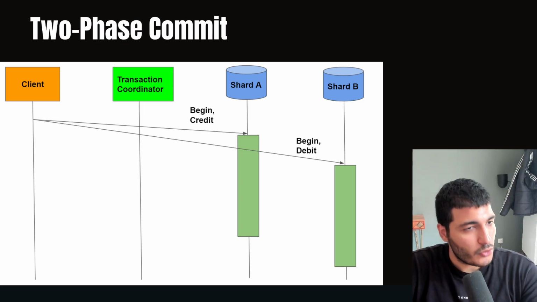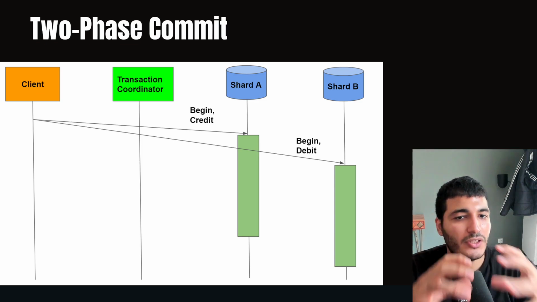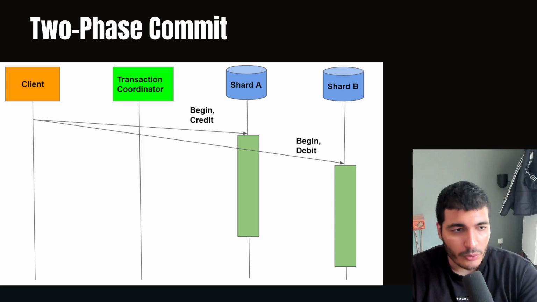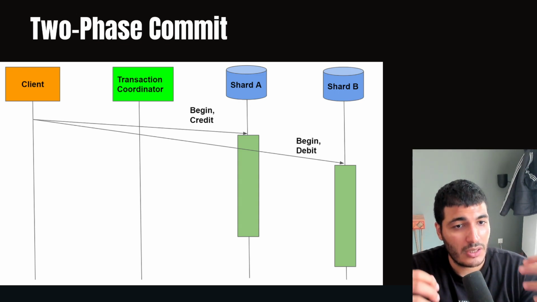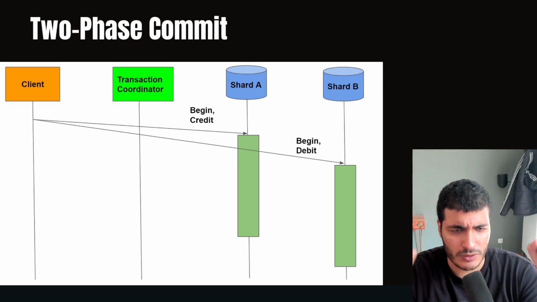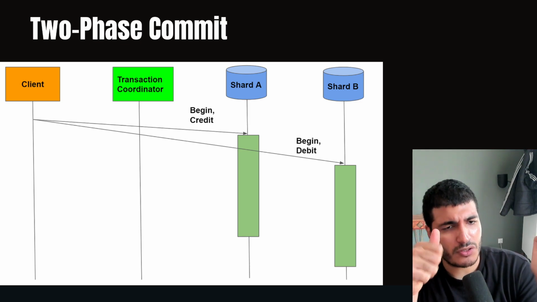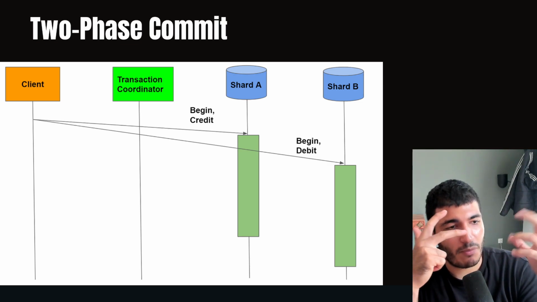The pros of this commitment pattern: it guarantees atomicity, basically all or nothing, across distributed resources. It's well understood and formally proven. But what are the cons? We have three things. First, blocking. Number two, single point of failure. Number three, a performance problem.